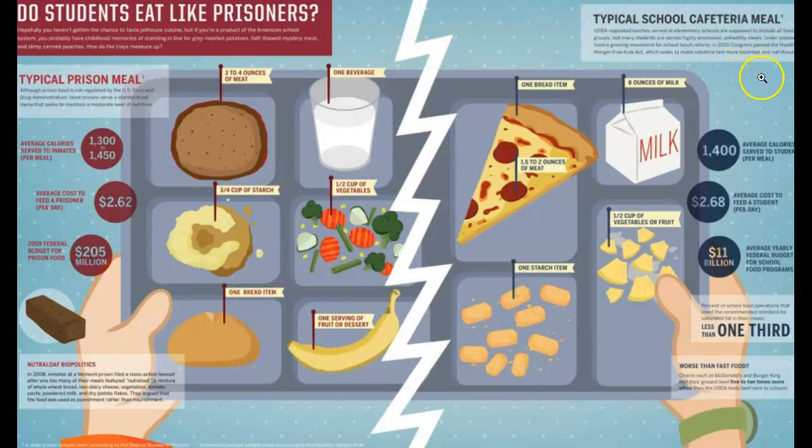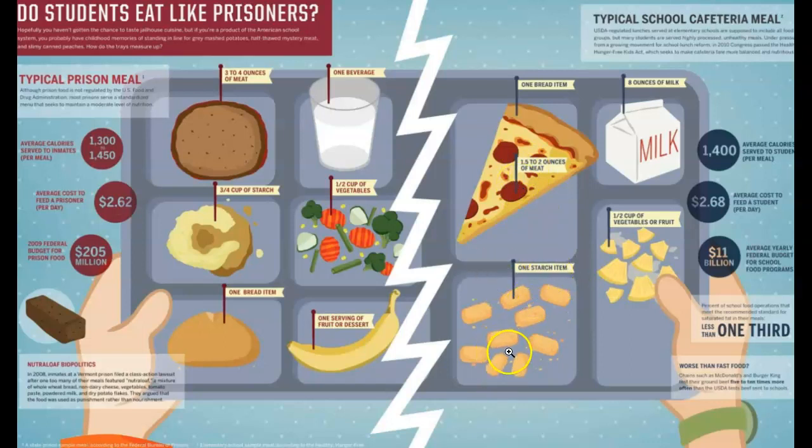Now let's look at the school kids over here. Typical school cafeteria meal. This would also have guidelines that they have to meet over here. So they get 1 bread item, which is the pizza slice here, 1.5 to 2 ounces of meat. And that's not a lot of meat, but the cheese has protein in it. The pepperonis have protein in it. It also has a lot of fat, but anyway, they don't mention that.